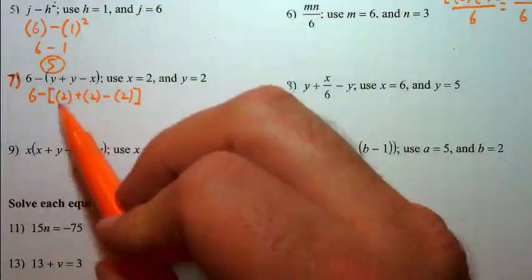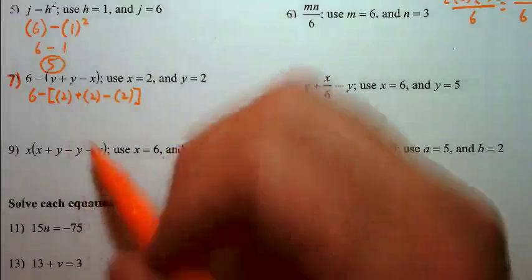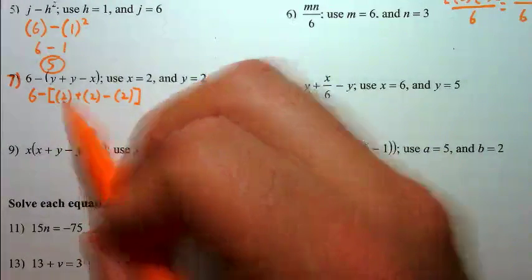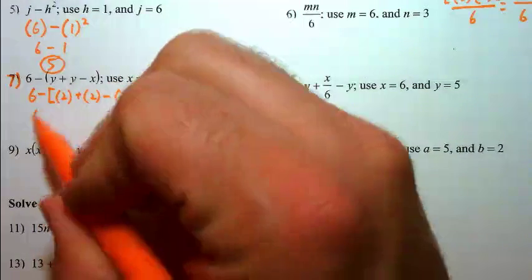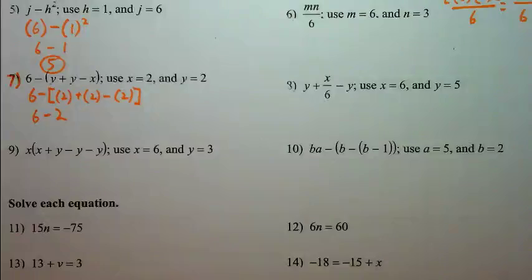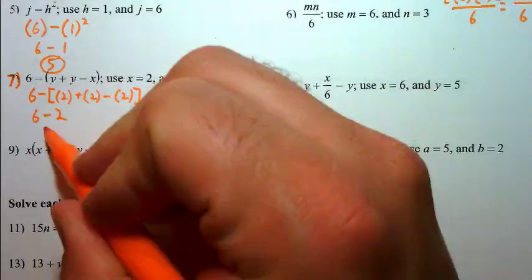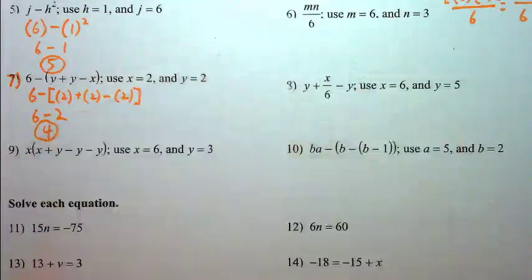So now, add those up. 2 plus 2 is 4. 4 minus 2 is 2. So now we have 6 minus 2. 6 minus 2 is 4.